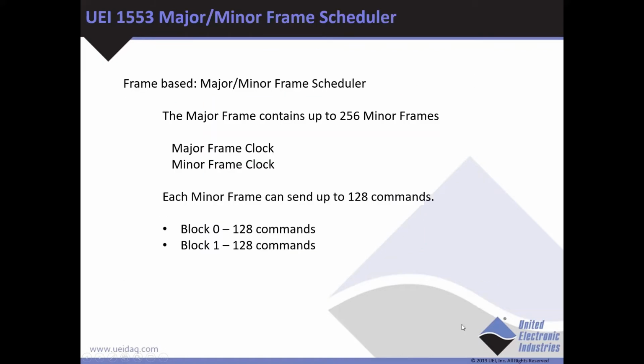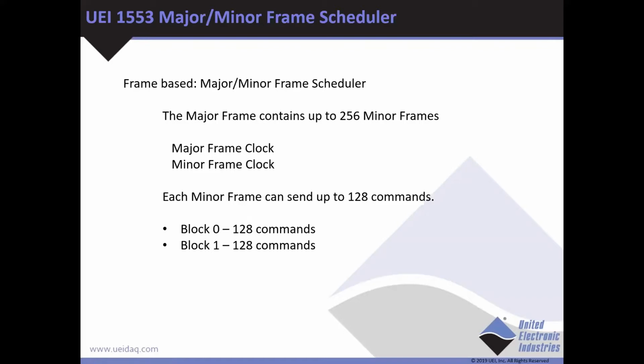The MajorMinor frame scheduler has a major frame, and it can contain up to 256 minor frames. Each minor frame can send up to 128 commands. Each minor frame can also switch between 2 blocks of memory. So while it can only send 128 at a time, it has access to 256 commands total by switching the blocks.